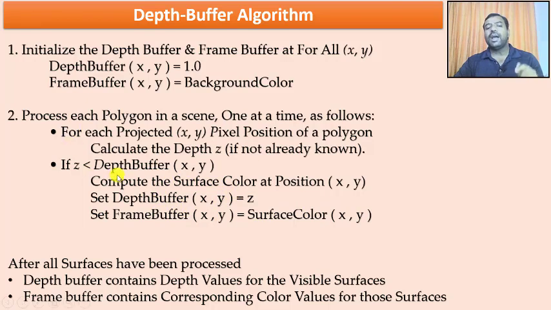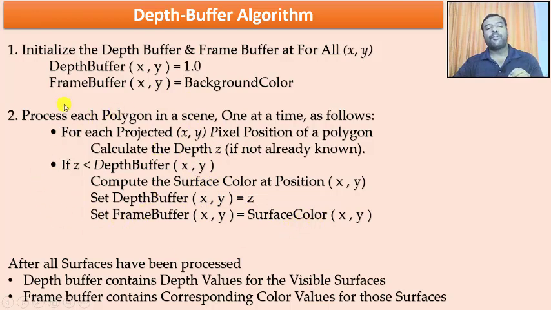And at the same time, for the position where the condition becomes true, I need to compute the surface color. Whatever the current surface color at the position XY is, that color should be picked, and I set the frame buffer at XY to the surface color I just computed. Until this point the XY point had the depth value 1 and the background color. But because this condition is true, I have updated this XY point with the Z value and with the surface color.